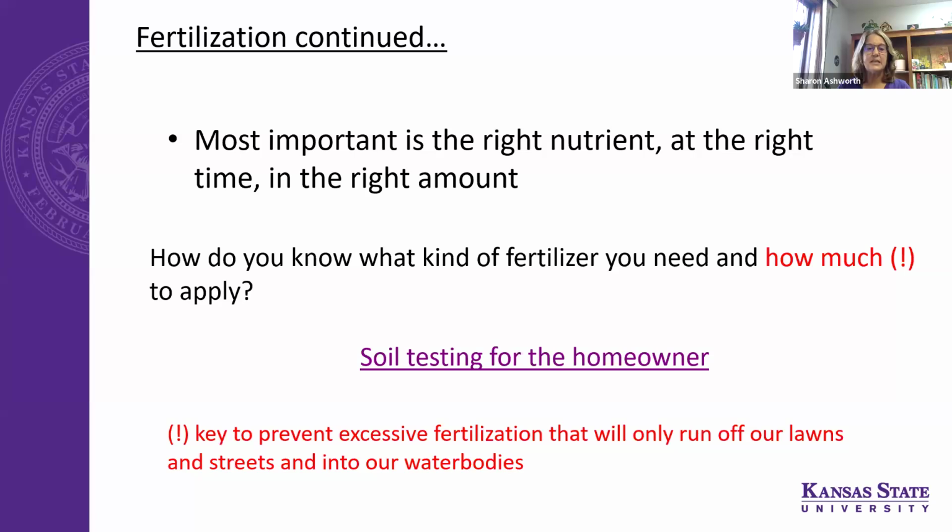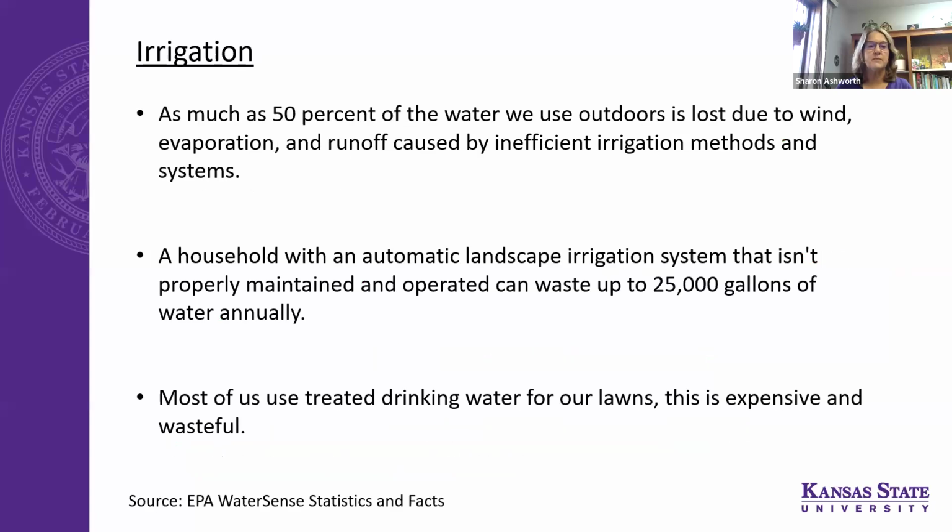So that is key. Excessive fertilization is only going to run off our lawns, into our streets, and then eventually into our water bodies. So for a more environmentally sustainable turfgrass lawn, make sure you get your fertilization right. Irrigation. Here's some features about how we irrigate our lawns.